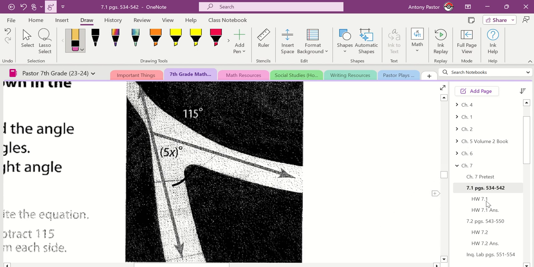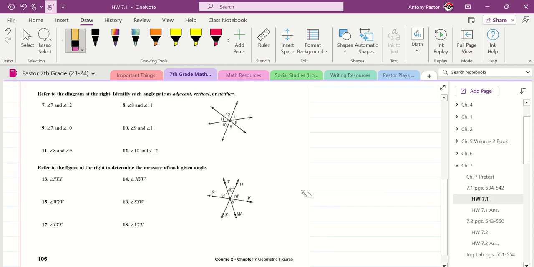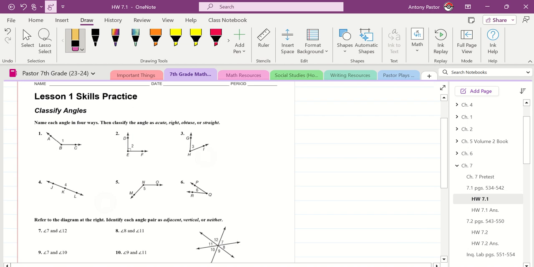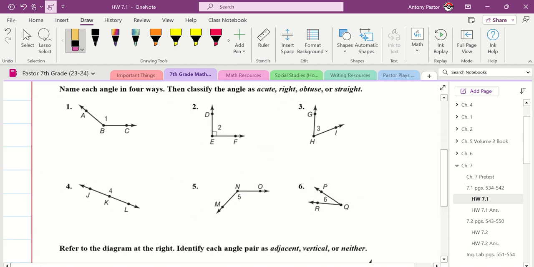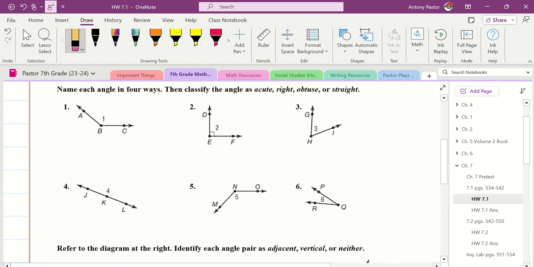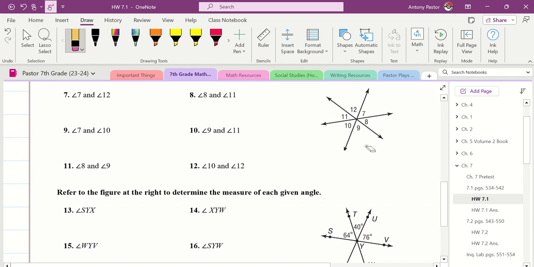Okay, let's go over your homework because you guys are going to be doing that now. You have a work period tomorrow. For questions 1 through 6, you're doing exactly what we've already been doing, giving 4 names and then classifying, that's the key word, what type of angle: acute, right, obtuse, straight. If you guys are talking, you're not listening.